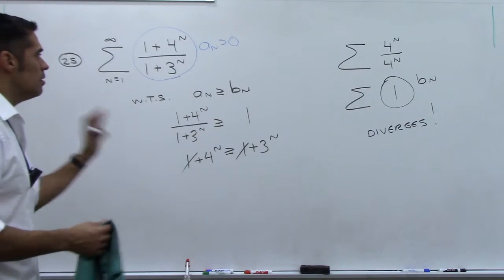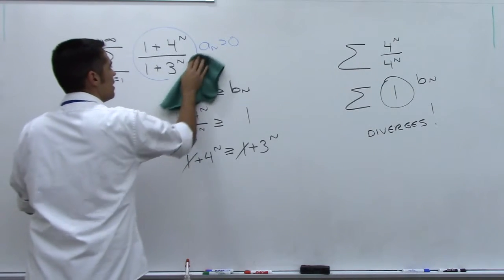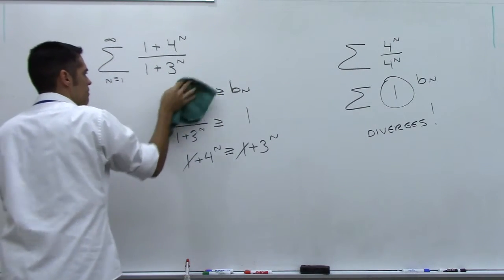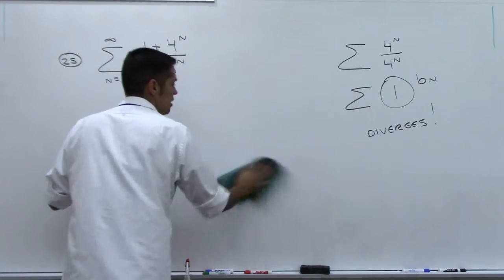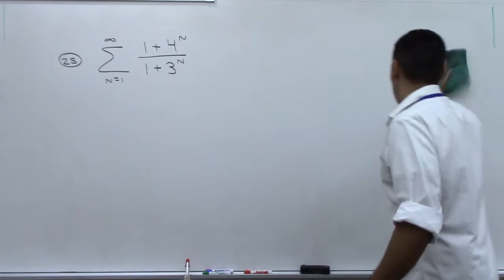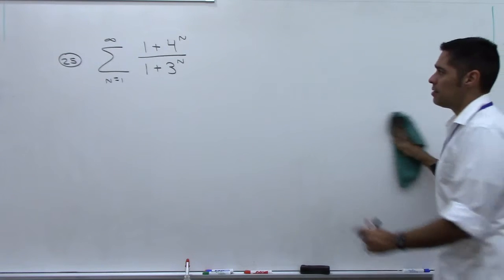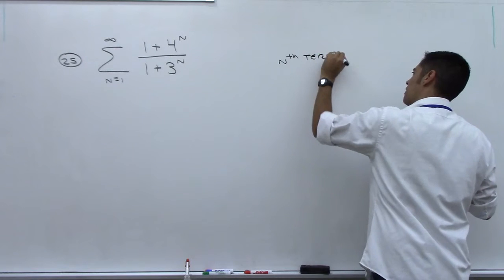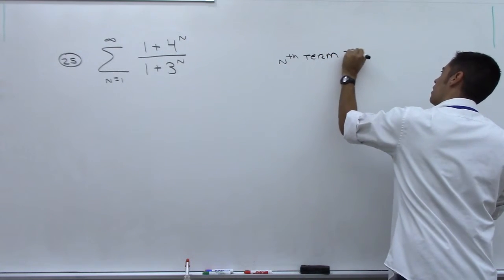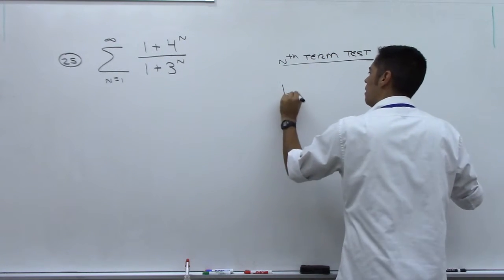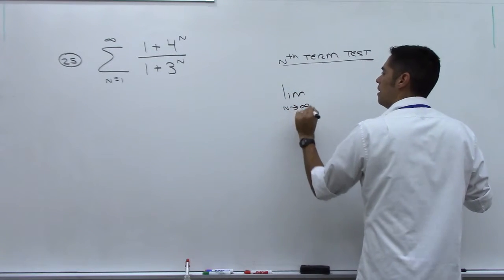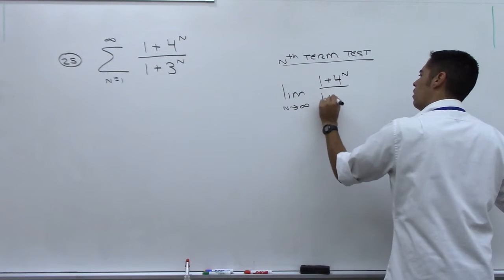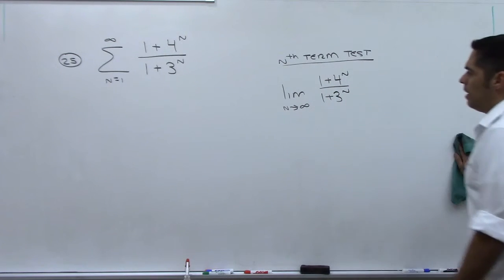So I've shown you how you can do it, but let me take a step way back to the beginning of the problem, because what happens is you get so embedded in what you're trying to do that you lose sight of something very simple in the very beginning of the problem, which is the very first test on our list of tests, the nth term test. The nth term test says take the limit as n goes to infinity of the sequence you have here, 1 plus 4 to the n over 1 plus 3 to the n, and figure out what happens.